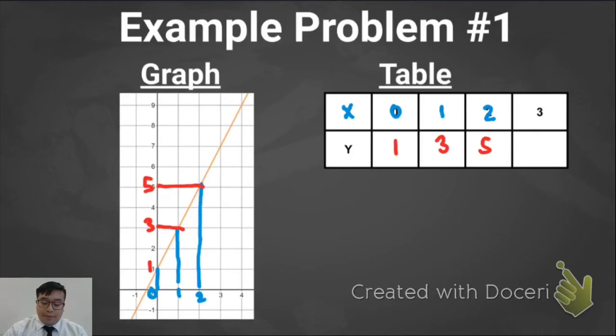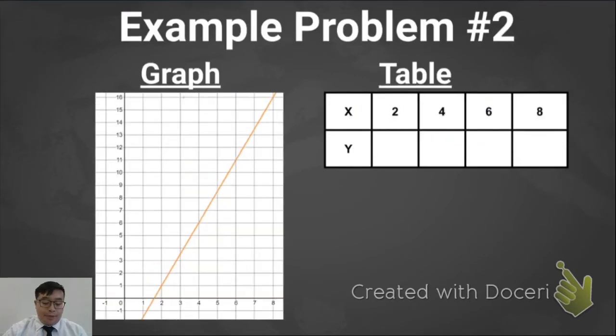And then finally, when x equals 3, here is 3 on my x-axis. Going all the way up to my line, I see that the matching y value is going to be 7. So I know I have the point 3, 7 on my graph. Let's take a look at our next example. Here I have this graph, and I want to figure out what the table is going to be.